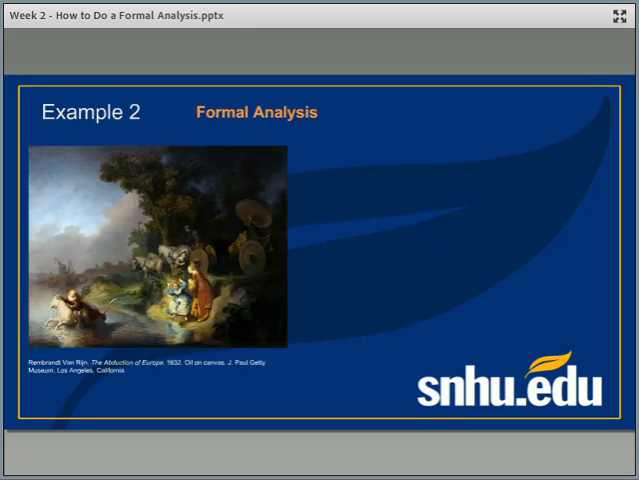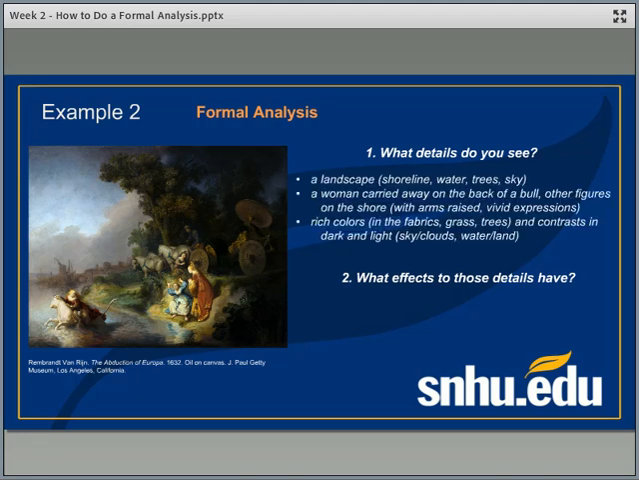Second example I mentioned was something that for those of you in 202 you might find familiar. It's a work by Rembrandt. But again, we can do a formal analysis without having to know who did the work or when it was created, because the formal analysis is just taking into account what we see and the effects that those visual elements might have on us. So our big two questions: what details do you see, and what effects do those details have?